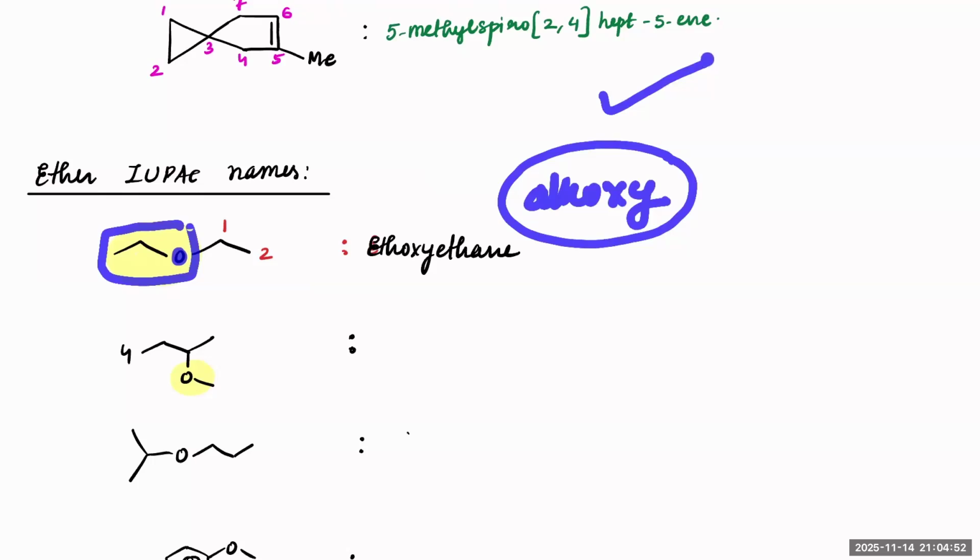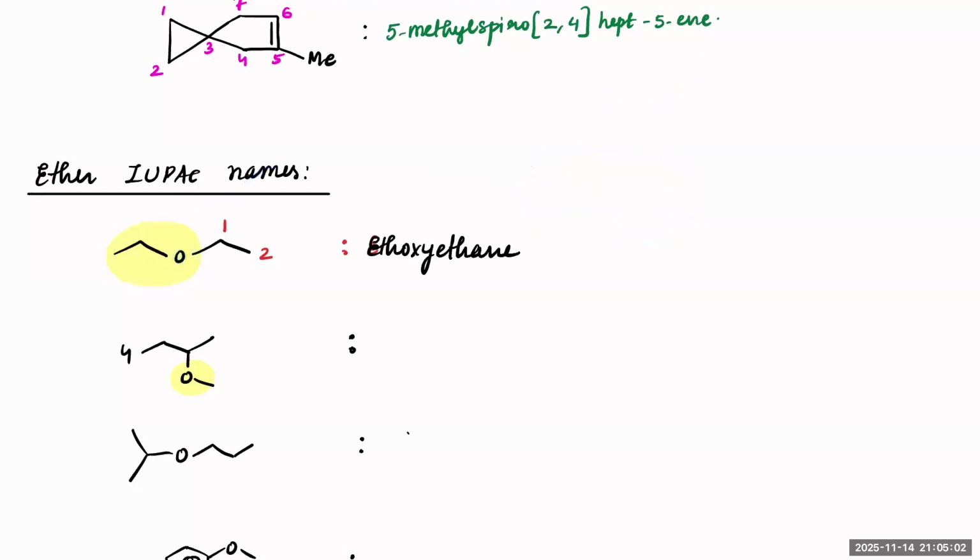Just like if there is a chlorine, what do we read? Chloro. Bromine is there, bromo. NO2 is there, nitro. NO is there, nitroso. Like that, OR is there, you read it as alkoxy. So if it is methyl, methoxy, ethyl, ethoxy, and so on. So you can see left side I have an ethyl and right side I have two carbons. So therefore it is ethoxyethane. Clear everybody? That is the IUPAC name, ethoxyethane.